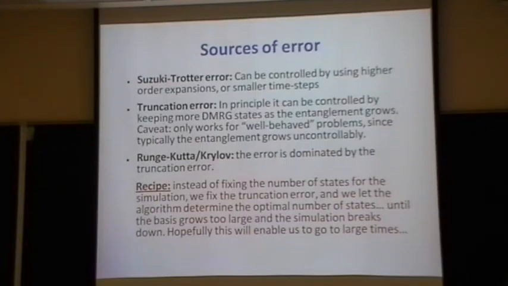Then of course you have the truncation error, and this is the same error we have in the conventional ground state DMRG. And in principle it can be controlled by keeping more DMRG states. As the entanglement grows, the truncation error will grow. So we can tell our program to adjust the number of states at every time step so that the truncation error is kept under a certain tolerance, below a certain range. And this in general works, and this is actually the way to do it. We need to adjust the number of states by keeping the truncation error below tolerance.